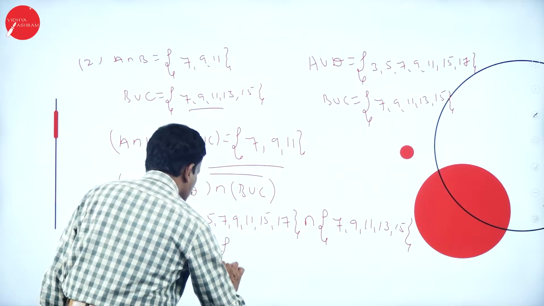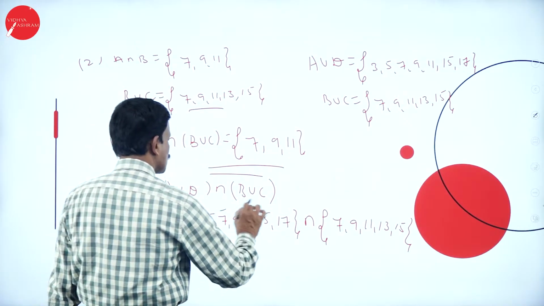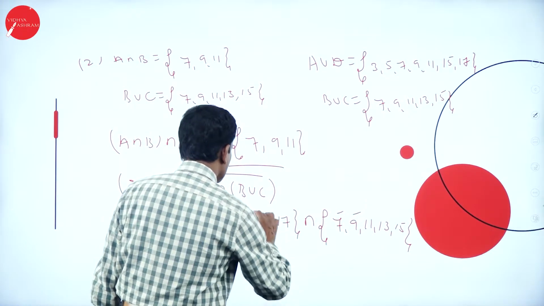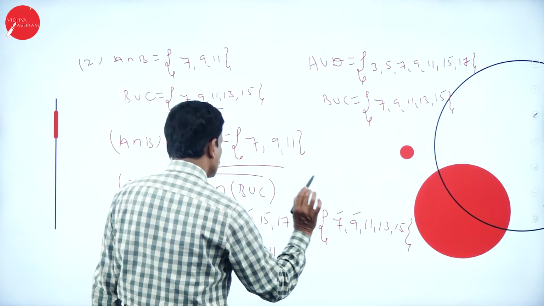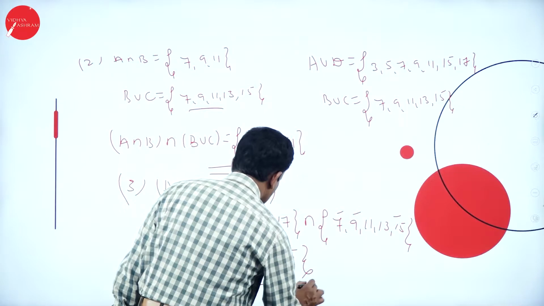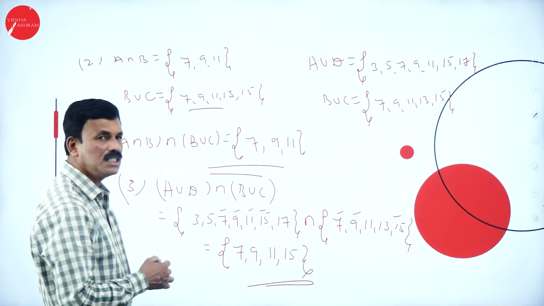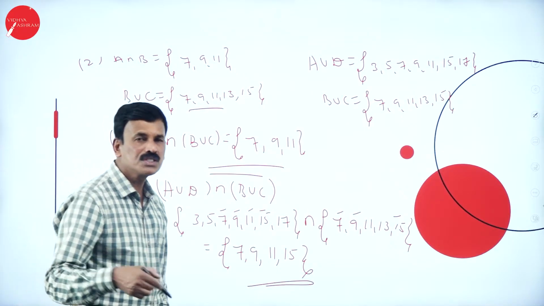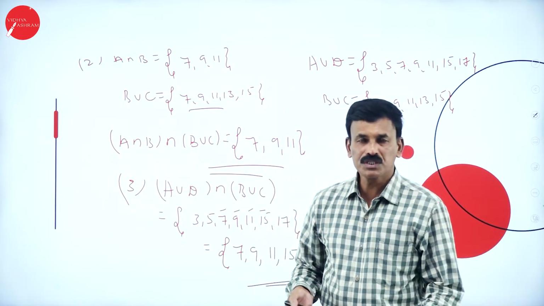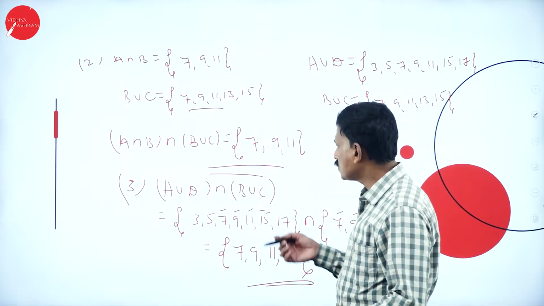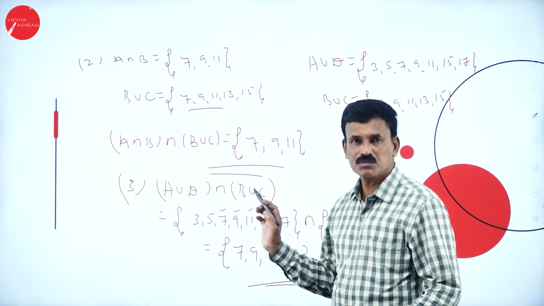So the common elements are 7, 7 is there. Then 9, 9 is also here, 11, then 15 is there, that's it. So these are the elements. So A union D intersection B union C is 7, 9, 11, 15. This is how we are going to solve the problem. This type of problems we have already solved in the previous session. So just for your revision, I took this problem.